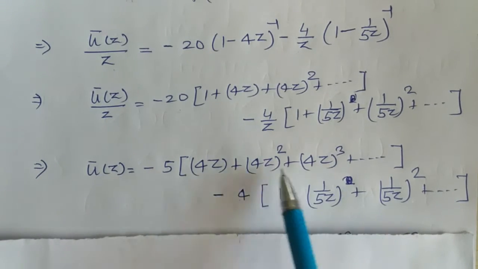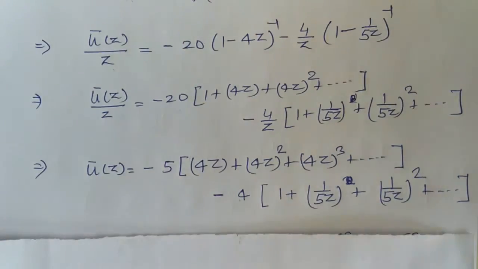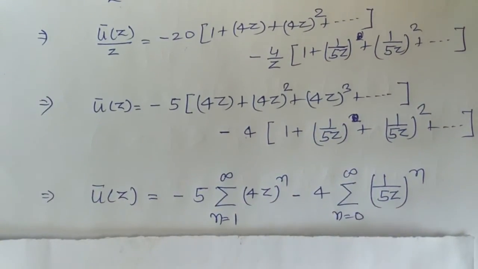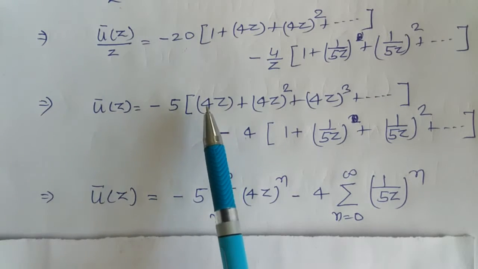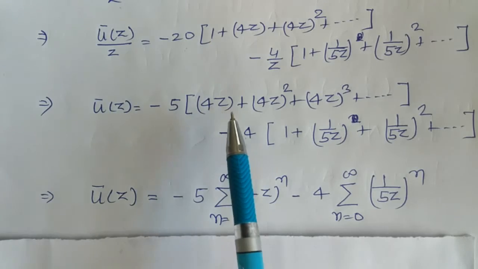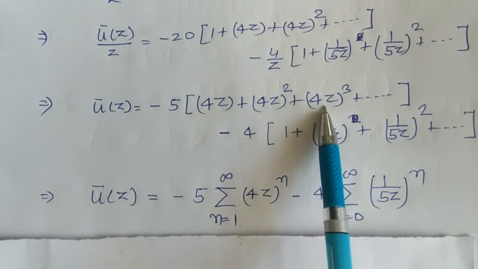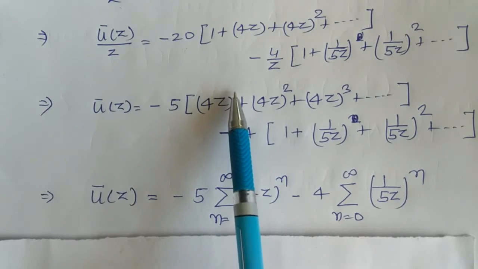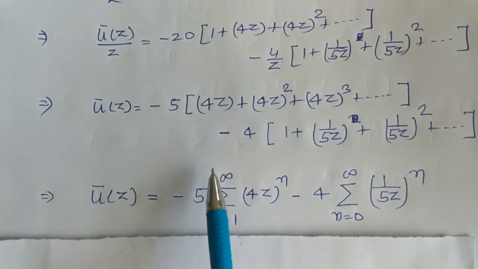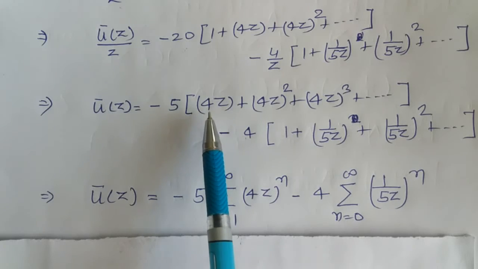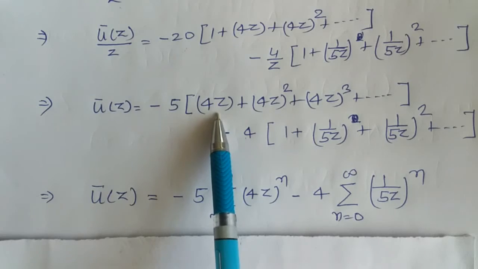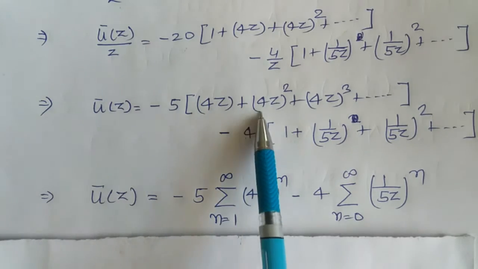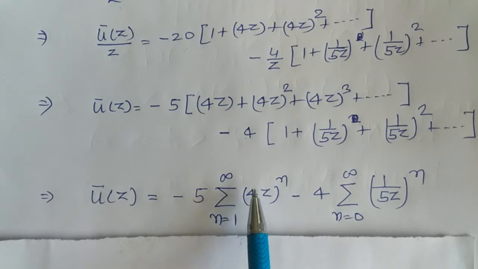Now we write these two series in the form of summation. Then we get u bar z is equal to minus 5 as it is. Now this is 4z power 1 plus 4z power square plus 4z power cube, so the summation starts from 1 to infinite. So we get summation n goes from 1 to infinite 4z whole power n. For n equal to 1 we get 4z, plus for n equal to 2 we get 4z square, plus for n equal to 3 we get 4z cube and so on.